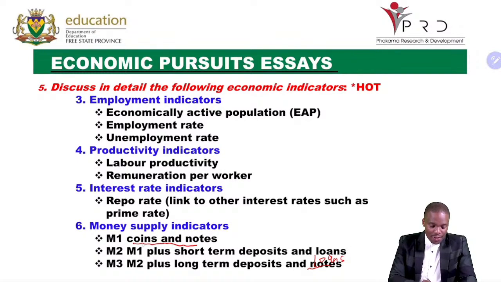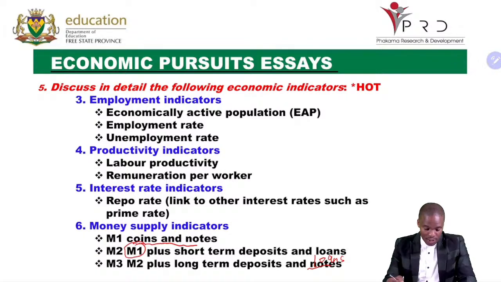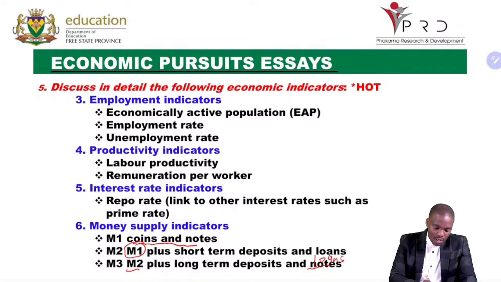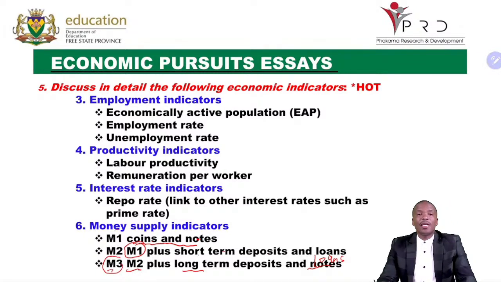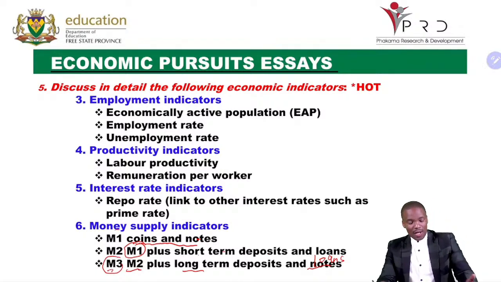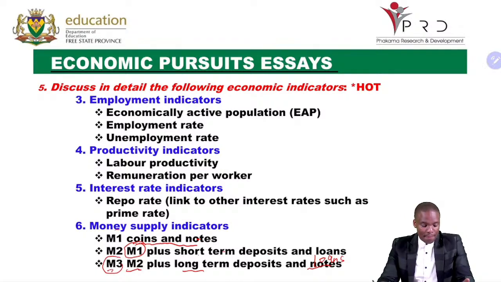It means M2 already is coins and notes plus short-term deposits and loans. M3 is coins and notes plus short-term deposits and loans, and long-term deposits and loans. So M3 is a combination of M1 and M2. Those are the things that we need to remember there, Grade 12s.